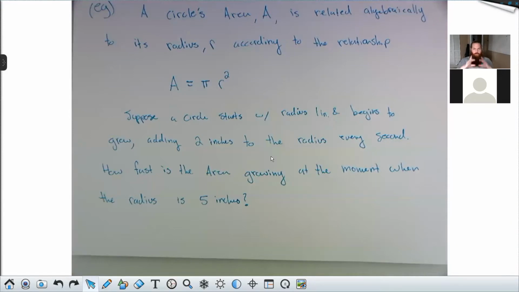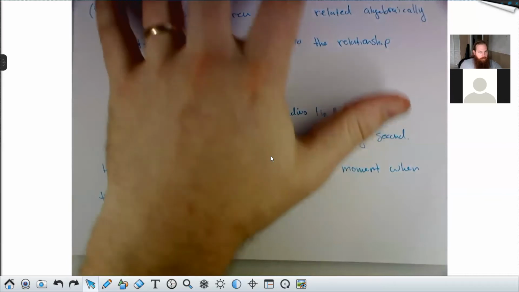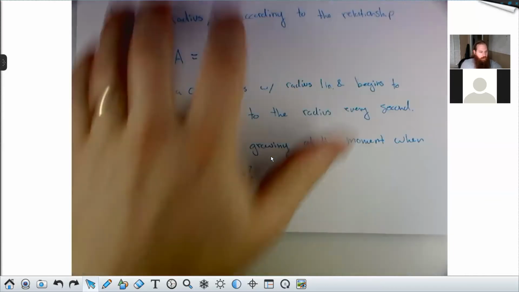So I hope the setup is clear. I'm starting with a circle, radius 1, and it starts to grow. The area definitely grows faster than the radius, right? If the radius doubles, the area goes up by a factor of 4. So as the radius grows, the area grows even faster. I would like to know if I'm adding 2 inches to the radius every second, how fast is the area growing at the moment when the radius is 5 inches? Okay.